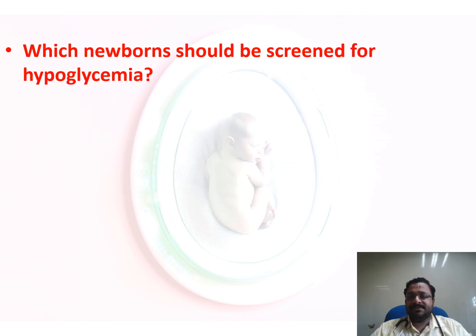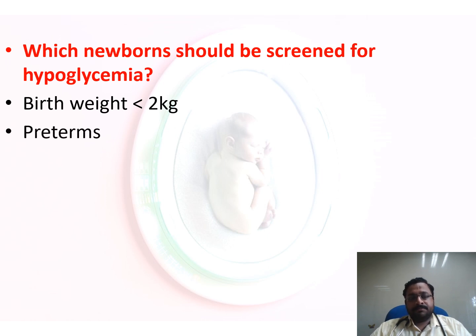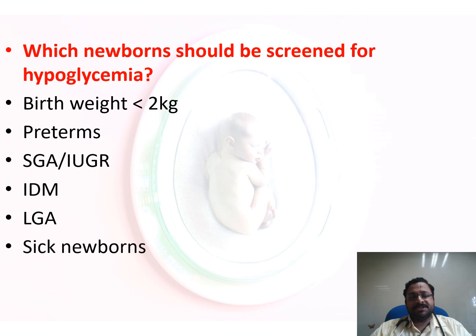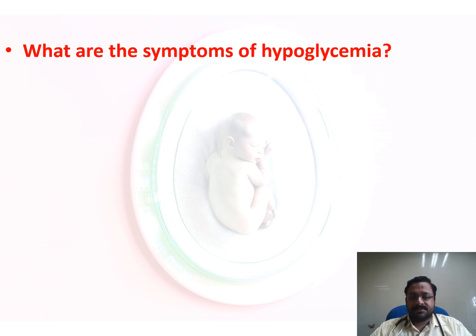Now, whom should we screen for hypoglycemia? Do we screen all babies for hypoglycemia? No. We have some babies who are at risk for developing hypoglycemia. So these are the babies we screen. They are the low birth weight babies, especially those less than 2 kilos, then preterms, SGA and IUGR babies, infants of diabetic mother, large for gestational age babies, sick newborns, and babies with RH devices.